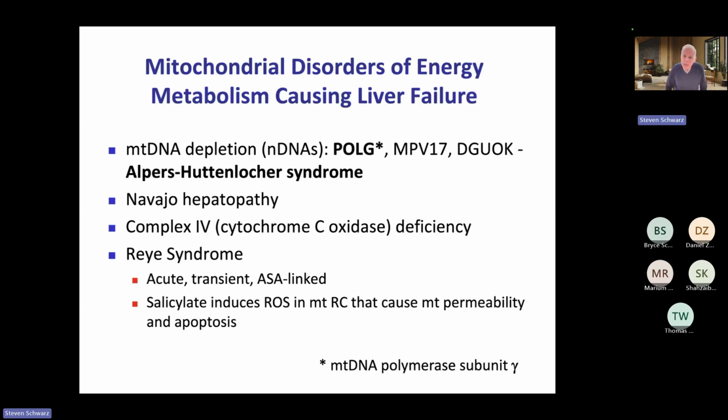So, mitochondrial disorders, in the end, are disorders of energy metabolism, and they can lead to liver failure. Again, I can't emphasize too much the importance of POLG, which stands for mitochondrial DNA polymerase subunit gamma. That is associated with Alpers-Huttenlocher syndrome. Navajo hepatopathy is another one. Of course, because it's Navajo, it was first described in the Navajo population and is the most common congenital form of mitochondrial disorder in that population.